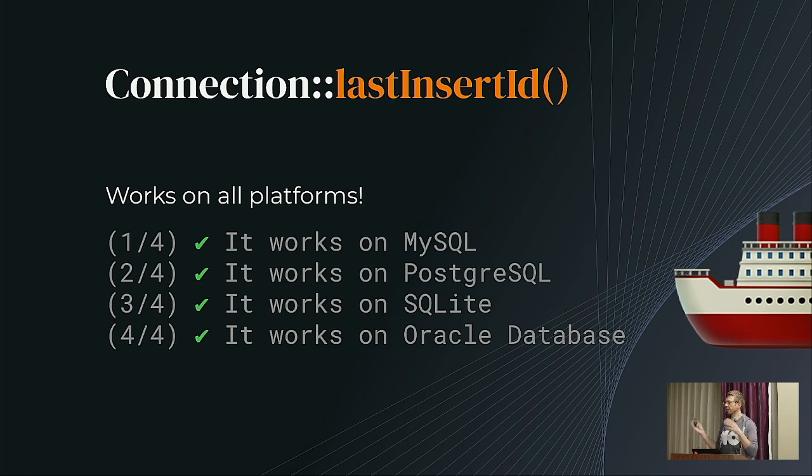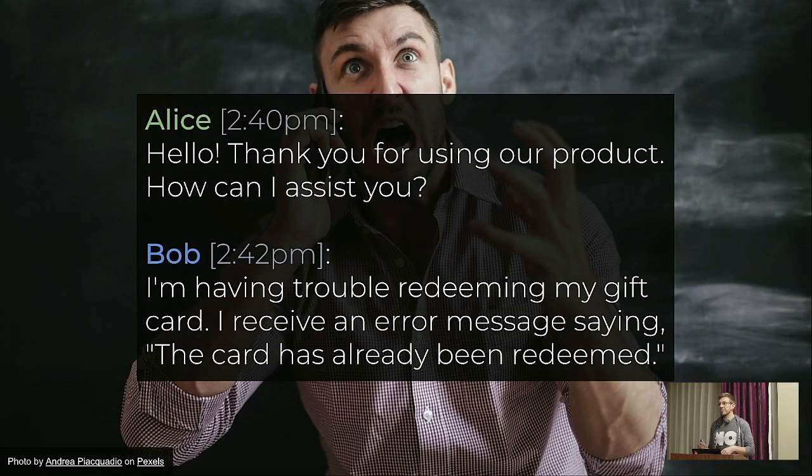You ship the product to the customer, who deploys it to production and starts using it. Everything looks fine so far, until the customer starts receiving complaints from their users saying, hey, I was trying to redeem my brand new gift card, and your system says that it's already redeemed.